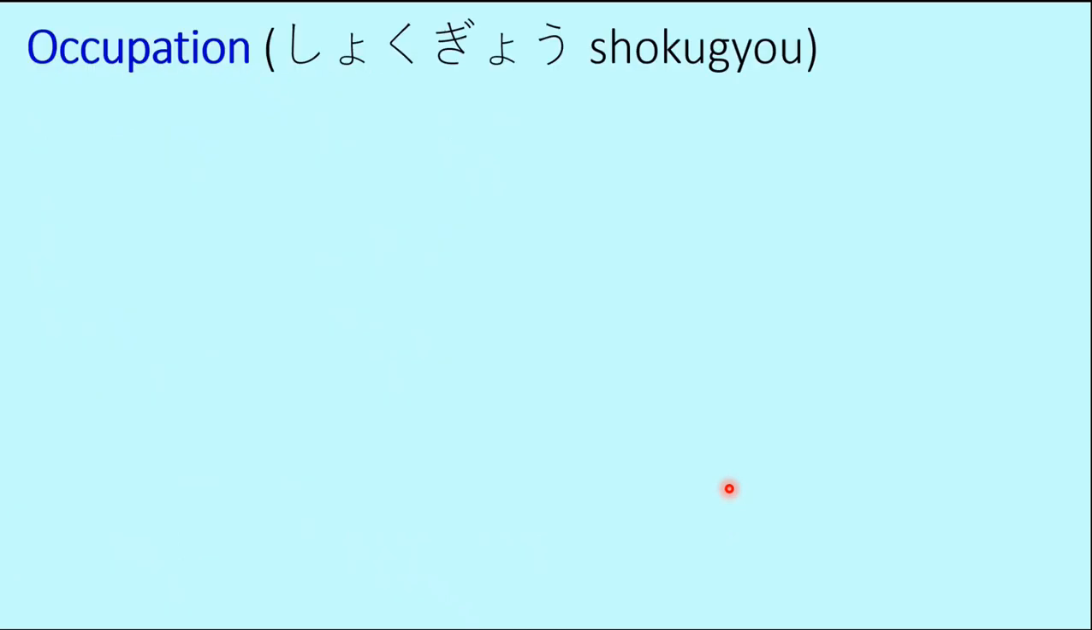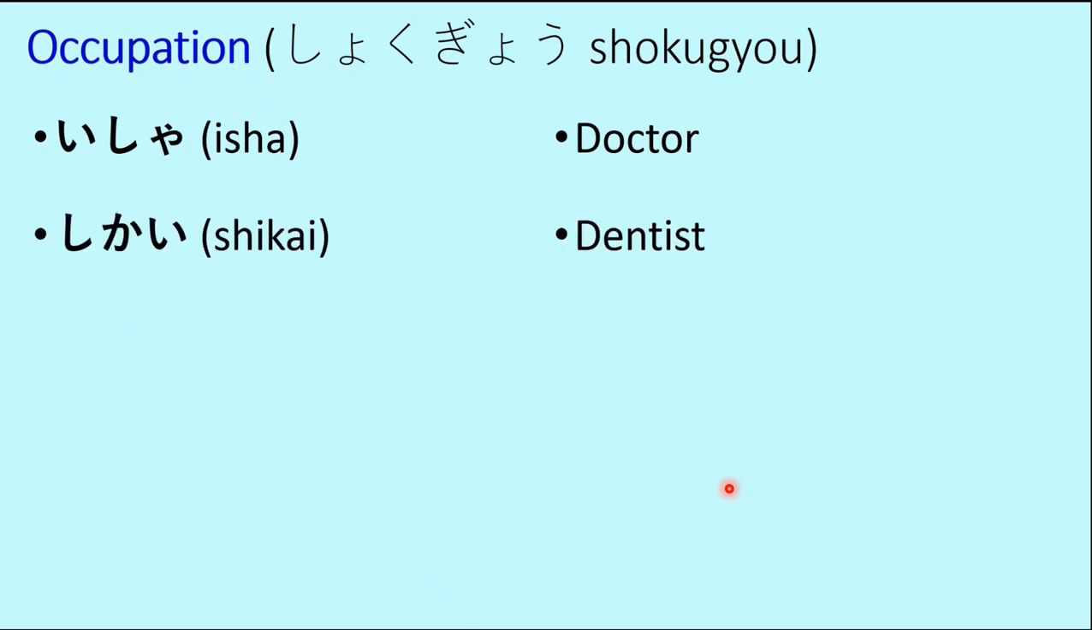So the word occupation can be translated to Japanese as shokugyo. So shokugyo means occupation in Japanese. Now let's look at some of the very common occupations in Japanese. Isha. Isha means doctor. Shikai, dentist.